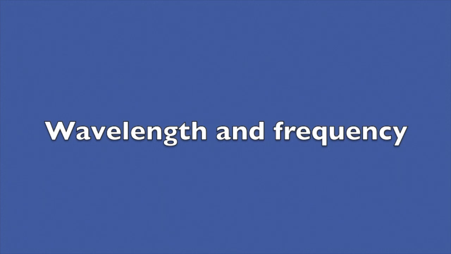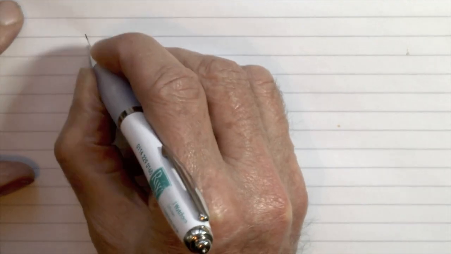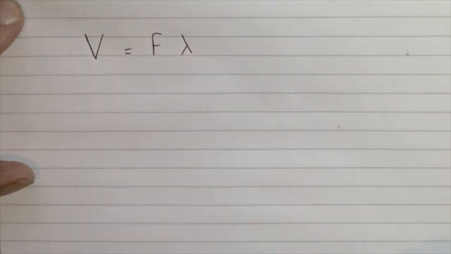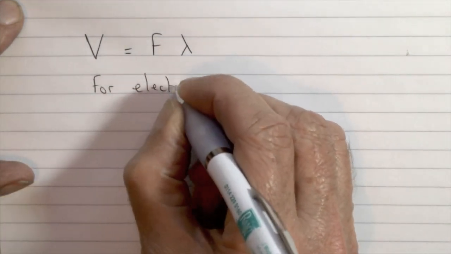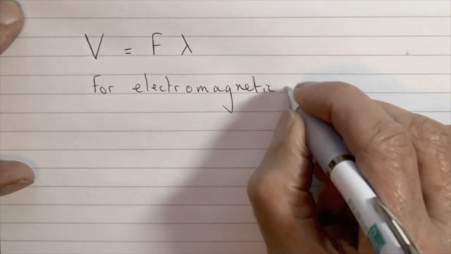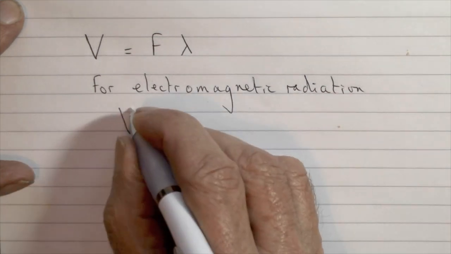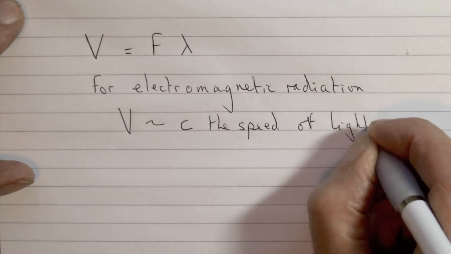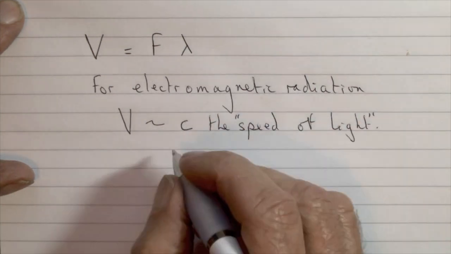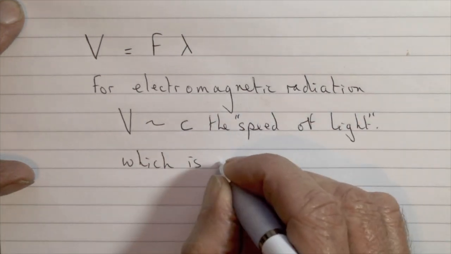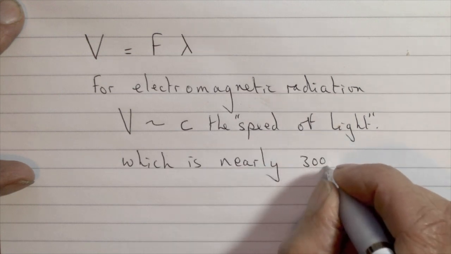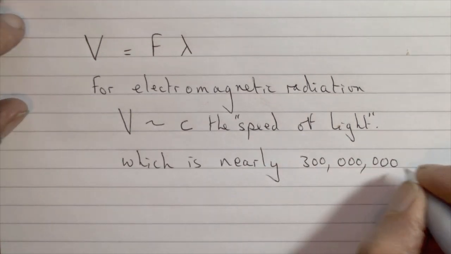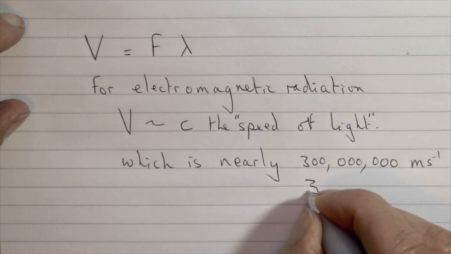Just before we start the detailed description of each part of the electromagnetic spectrum, let's just check that you understand the connection between velocity, frequency, and wavelength. You can jump forward a couple of minutes if you do. Unless they're travelling in a dense medium, all the waves will travel at the same speed. That is usually given the symbol c, the speed of light. And that's about 300 million meters per second.